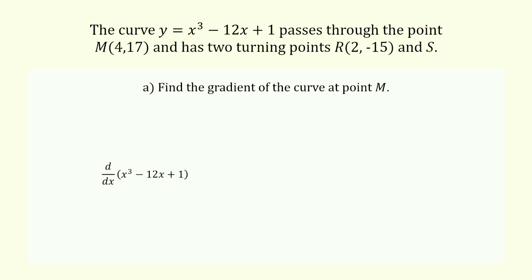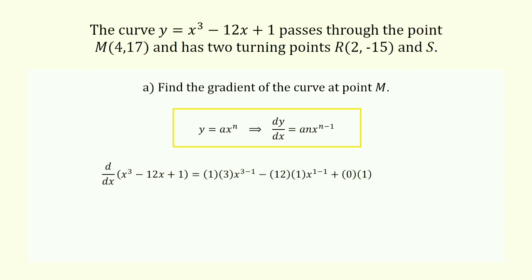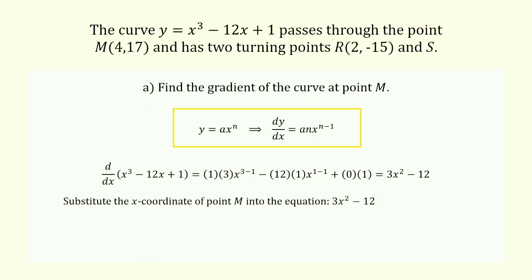By the previous basic formula mentioned, we know that dy/dx is equal to anx^(n-1). So, dy/dx for this question will be 3 times x^(3-1) minus 12x^(1-1) plus 0 times 1, which would be 3x² minus 12. Then we can find the gradient by substituting the x coordinate of point M into the equation. So it will be 3(4)² minus 12. So it will be 3 times 16 minus 12, which will be 48 minus 12, and it will be 36. So now we know that the gradient of point M is 36.